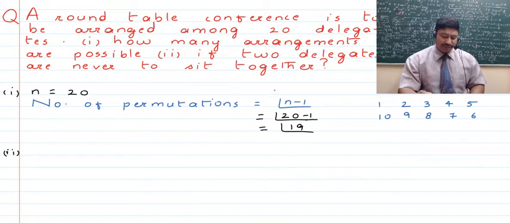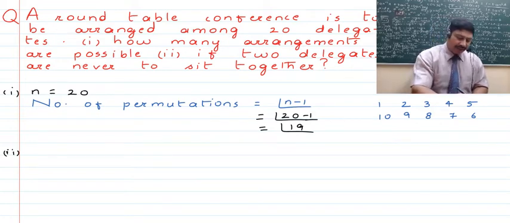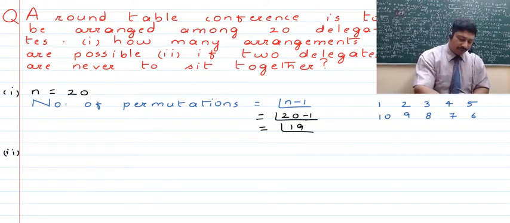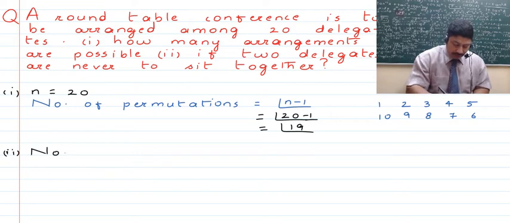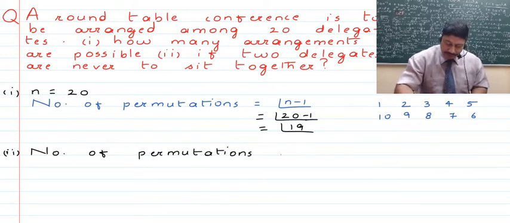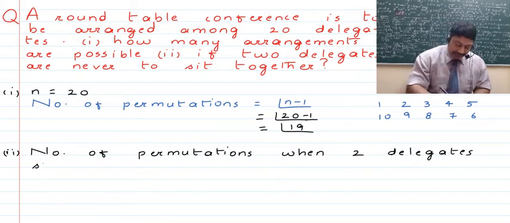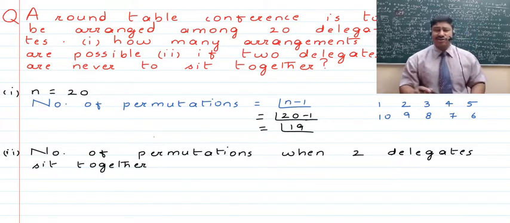So the question being, if two delegates are never to sit together, let's first find out the number of permutations which are possible when both of these people sit together, right? And then from the total number of arrangements, we will remove these arrangements. So now we will write this: number of permutations when two delegates sit together. So obviously both of these delegates can be considered just to be one, right?